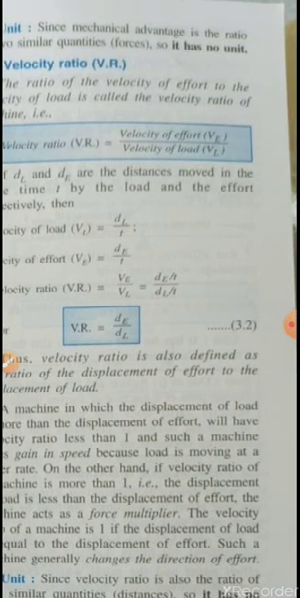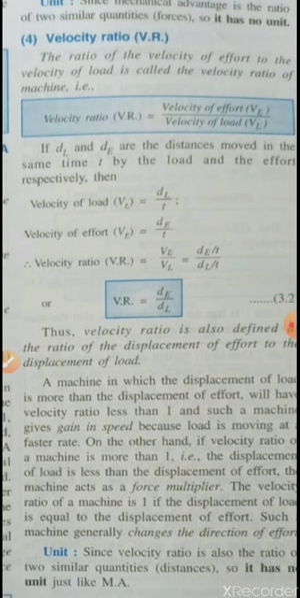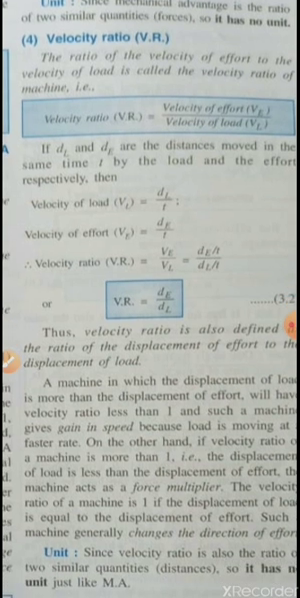Thus the velocity ratio is defined as the ratio of the displacement of the effort to the displacement of the load. Displacement means it is moving from one point to another point. So how much I'm going to move my effort, how much my load is going to move, because that is your ultimate aim. You want to move a load from one point to another point, so you have to apply an effort to it.